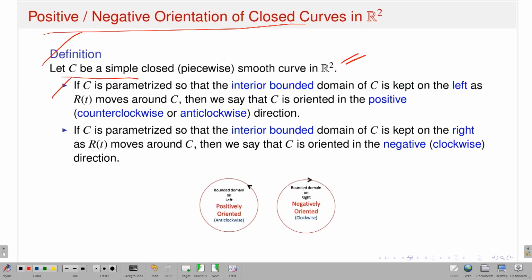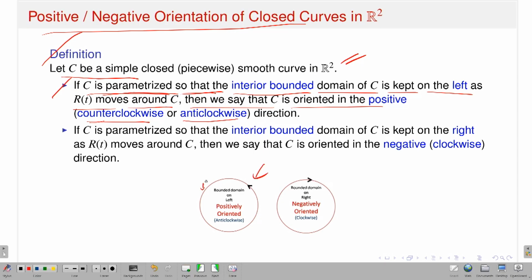Okay. Then it says that if C is very nice, which is a simple closed smooth curve, it will have a parameterization. Parameterization is also nice, which is also differentiable. Now if C is parameterized in such a way, so that the interior bounded domain of C is kept on the left as R(t) moves around C, then we say that C is oriented positively or counterclockwise or anticlockwise direction. So look at the picture, that will be very clear.